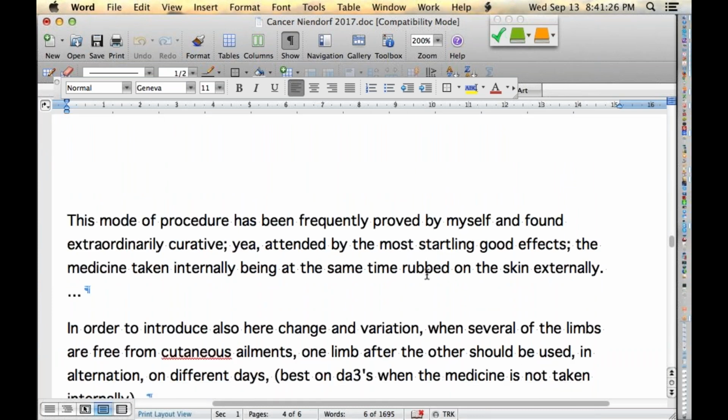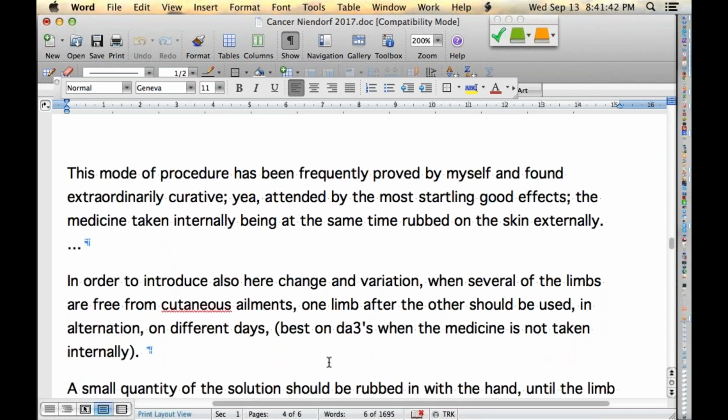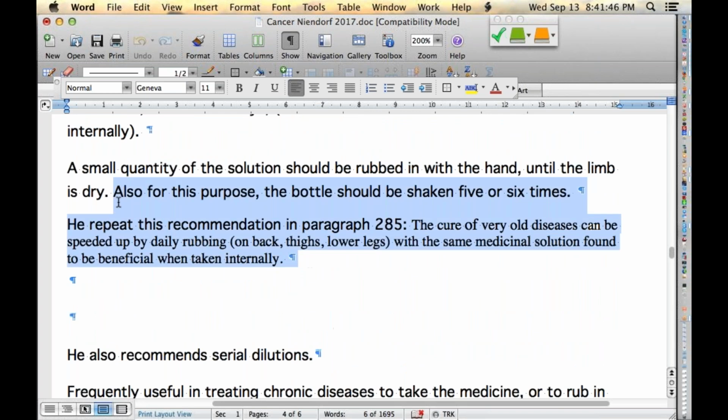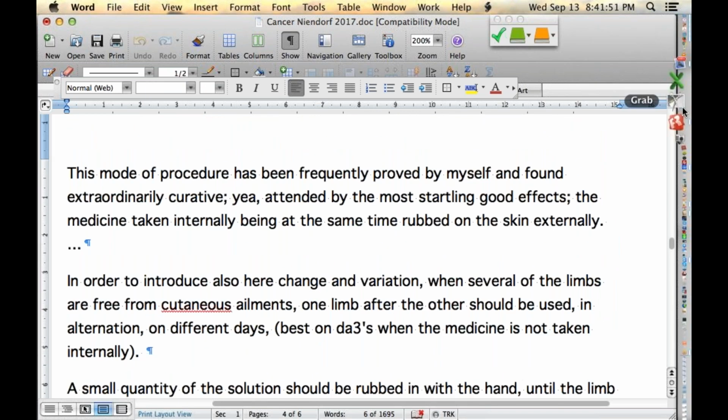This mode of procedure has been frequently proved by myself and found extraordinarily curative, attended by the most startling good effect, the medicine taken internally being at the same time rubbed on the skin externally. Yeah, so he says the same thing in paragraph 285. Okay, I think that's all I want to talk about tonight.